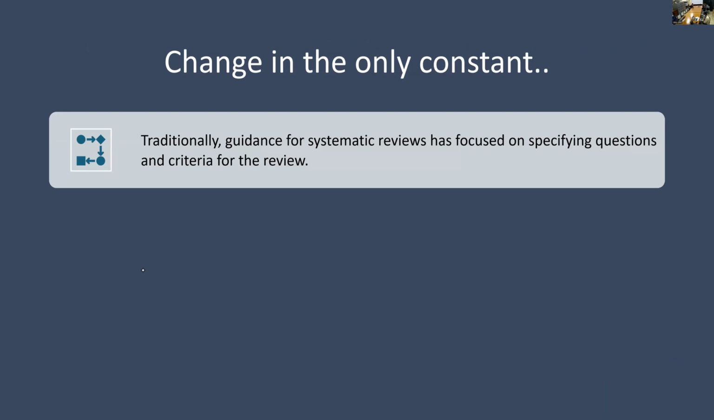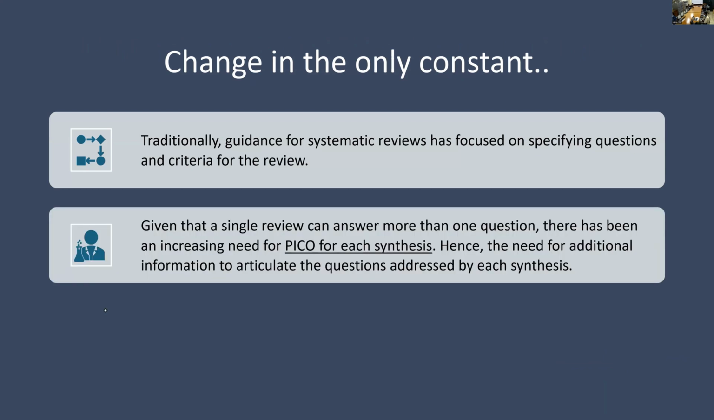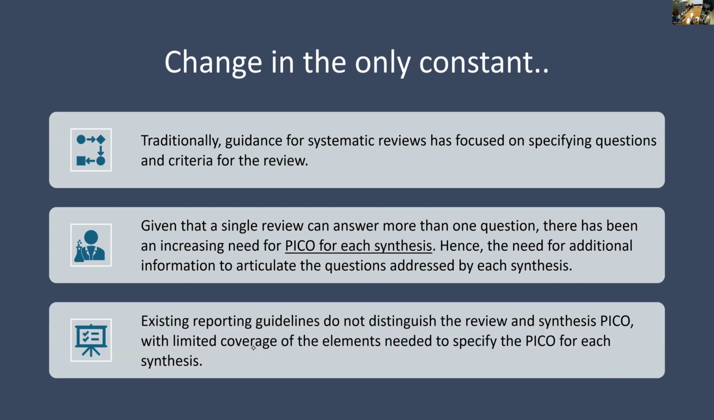So traditionally, the guidance for systematic reviews has focused only on specifying questions and criteria for the review. But more and more, we've been seeing that one single review can answer more than one question, and there has been a need for a PICO for each of these syntheses. So synthesis is essentially a sub part of the review. Hence there is a need for additional information to articulate the questions addressed by these syntheses. The existing guidelines do not distinguish the review PICO from the synthesis PICO, which is a sub question. There are no guidelines for the sub questions within the PICO. They have limited coverage of the elements needed for that.